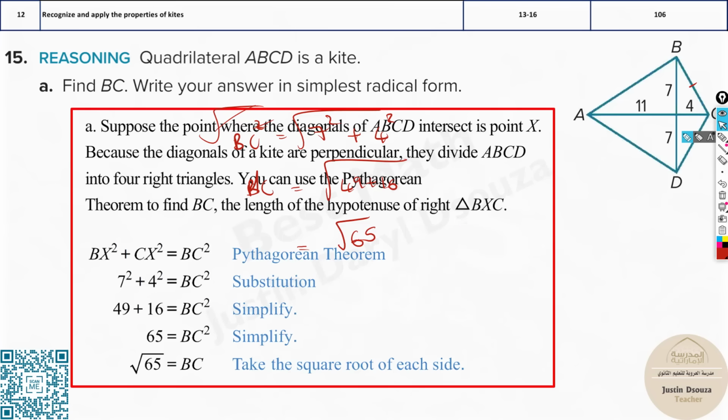Now you can find BC by taking the square root of 7 squared, which is 49, plus 16. You need to use your calculator here, guys. Just put in the square root, and the square root and the square cancel off. If you put this in the calculator, you directly get the answer. So here it's the square root of 65. That will be the answer.